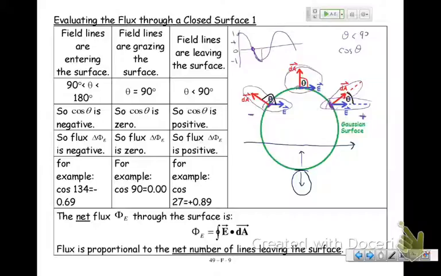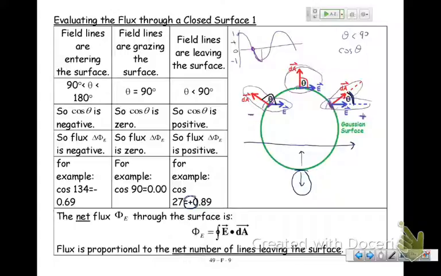What do you notice about the angle between these two? Is it more than 90 degrees, equal to 90 degrees, or less than 90 degrees? It's less. And what do you know about the cosine of an angle between 0 and 90? What's its sign? Positive. So the flux when the electric field is leaving the area vector is always positive.